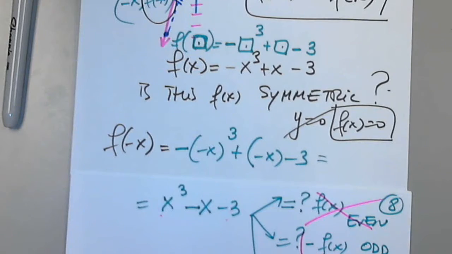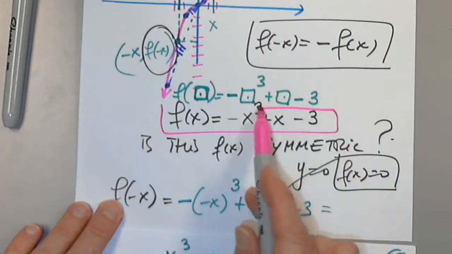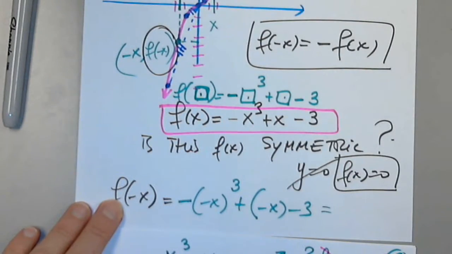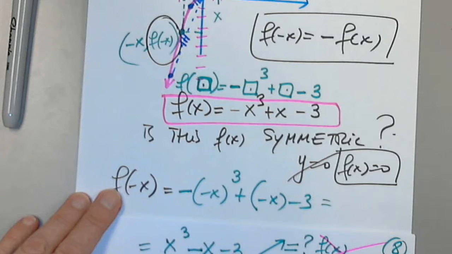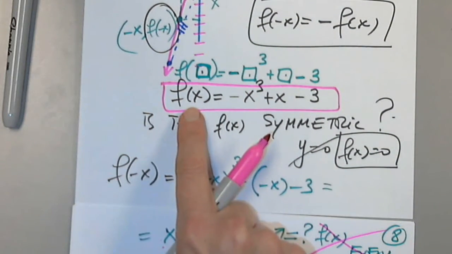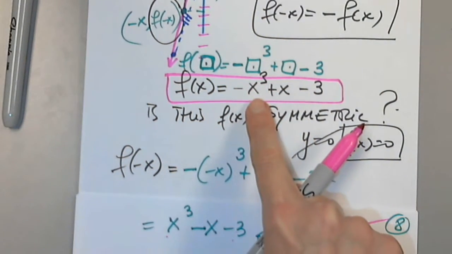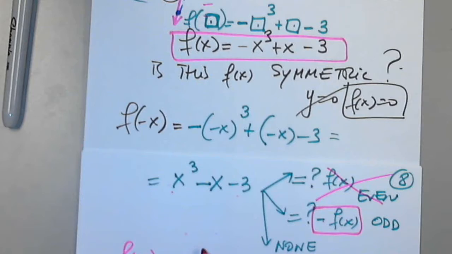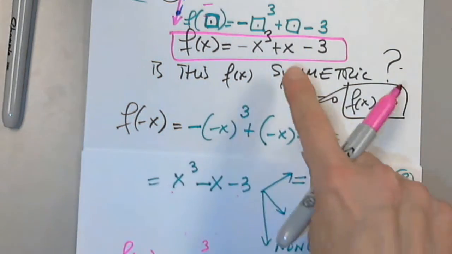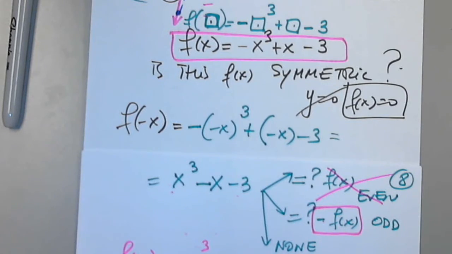Now I have to find this piece. How do I find negative f of x? What do I do to both sides of this equation to find negative f of x? Change the sign. Multiply both sides by negative 1. So multiply here by negative 1, multiply here by negative 1, positive, multiply here by negative 1, and multiply here by negative 1.